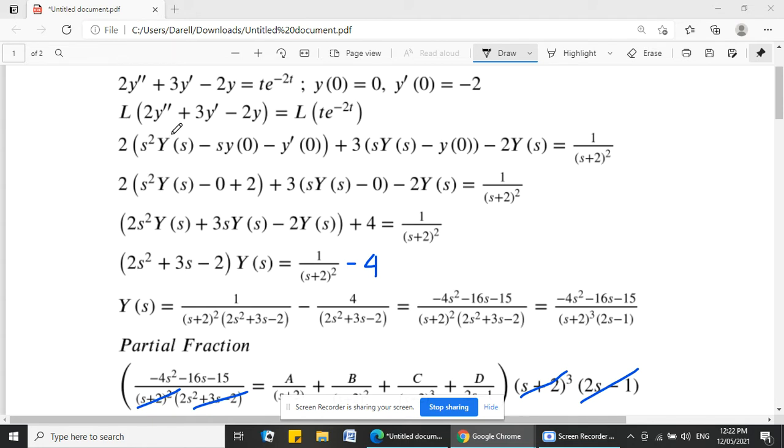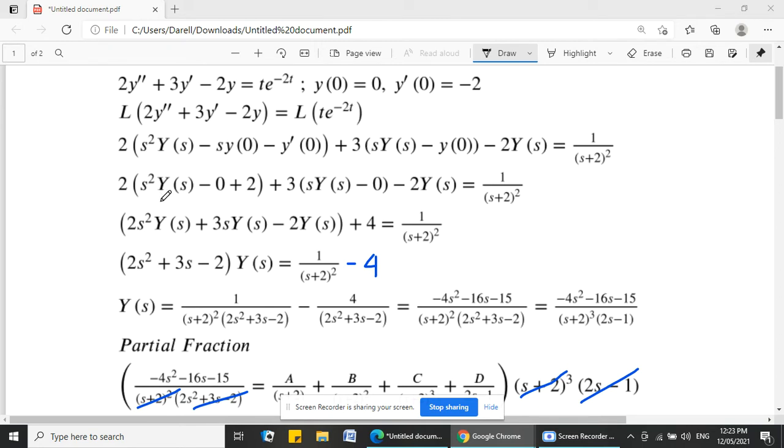So, based on the IBP solution, we know that y double prime is equal to s squared Y sub s minus s y sub 0 minus y prime sub 0, while y prime is equal to s Y sub s minus y sub 0, and y is equal to Y sub s. The right side is 1 over s plus 2 squared, which is the Laplace transform of t e to the power of negative 2t.